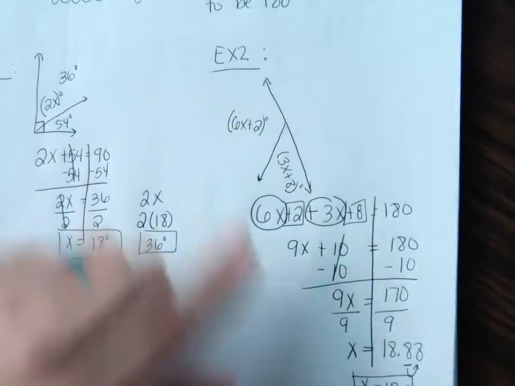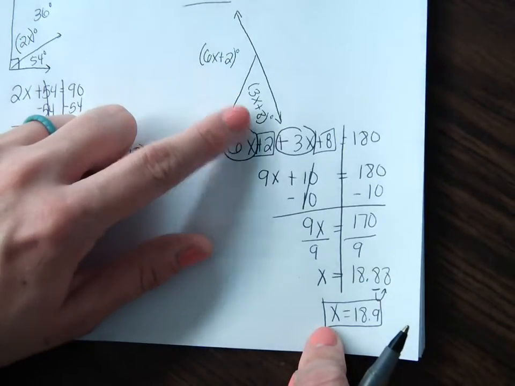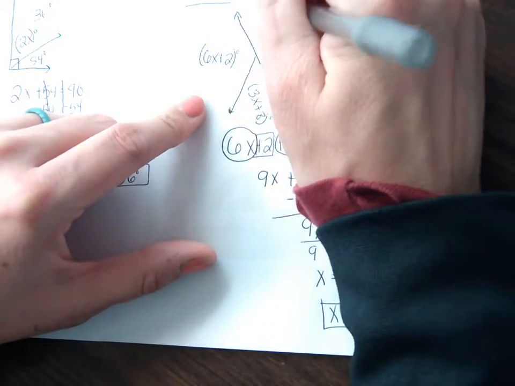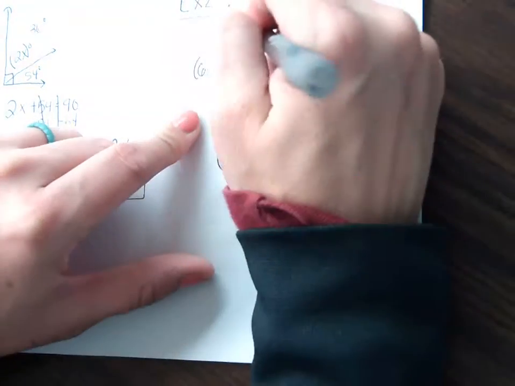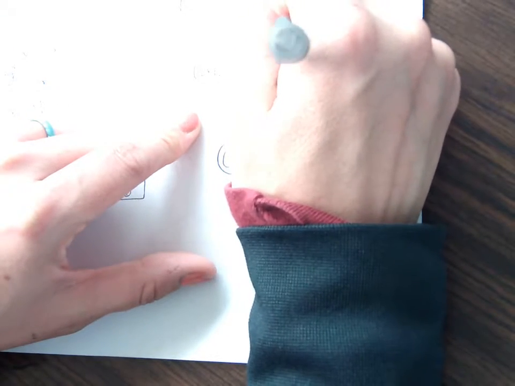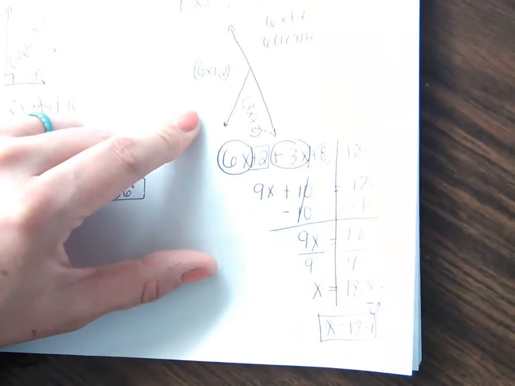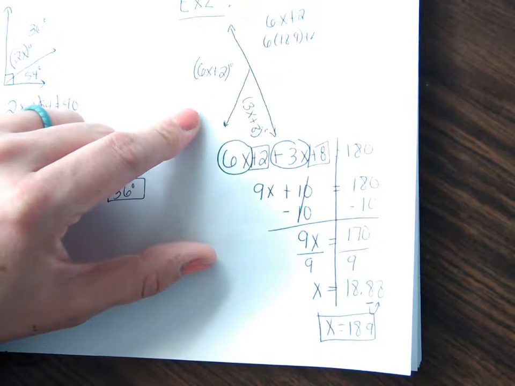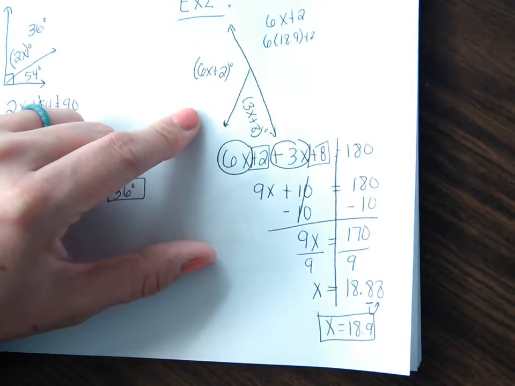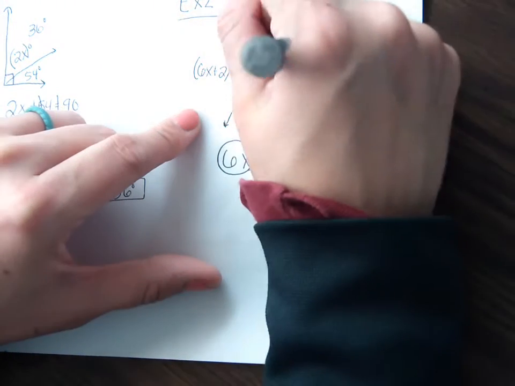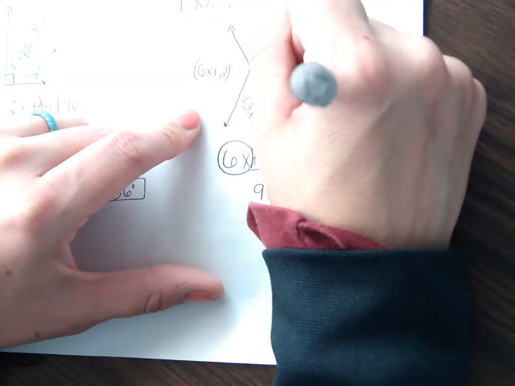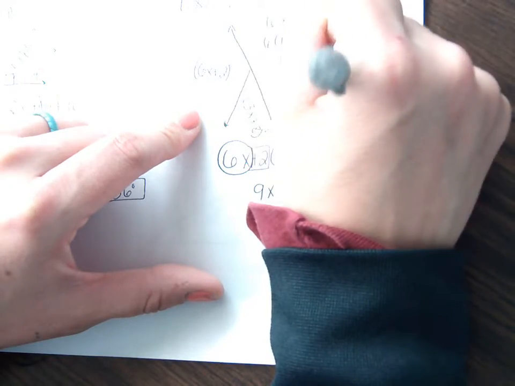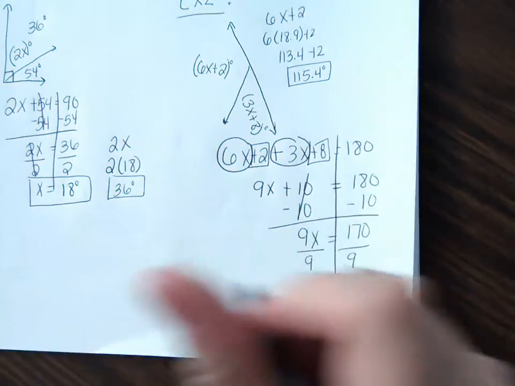Now we found out what x is. Now we need to find out what each angle is. So my first angle is 6x plus 2. We know that x is 18.9. So we have 6 times 18.9 plus 2. So 18.9 times 6 is 113.4. Bring down plus 2, so that's going to give me 115.4 degrees. Don't forget your degree symbols.